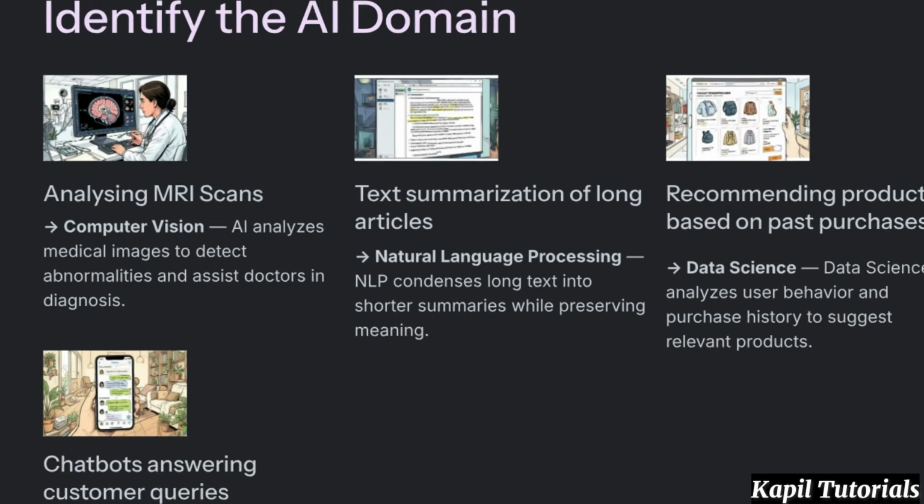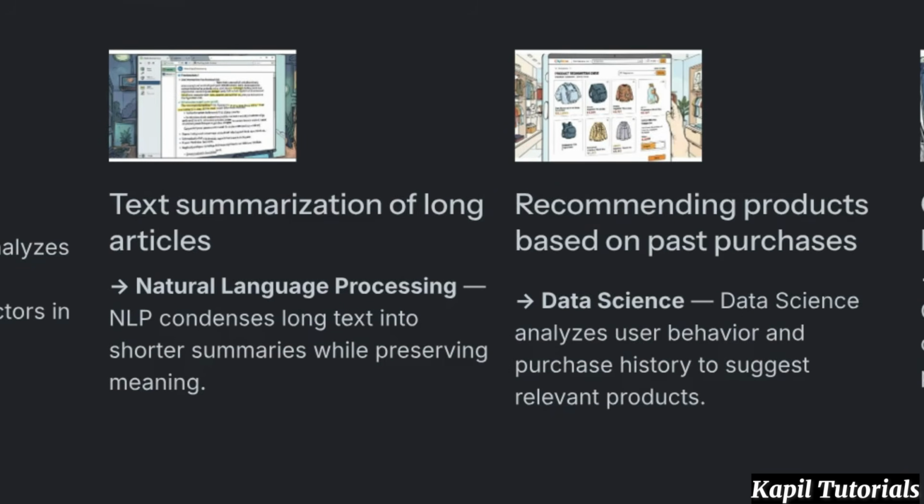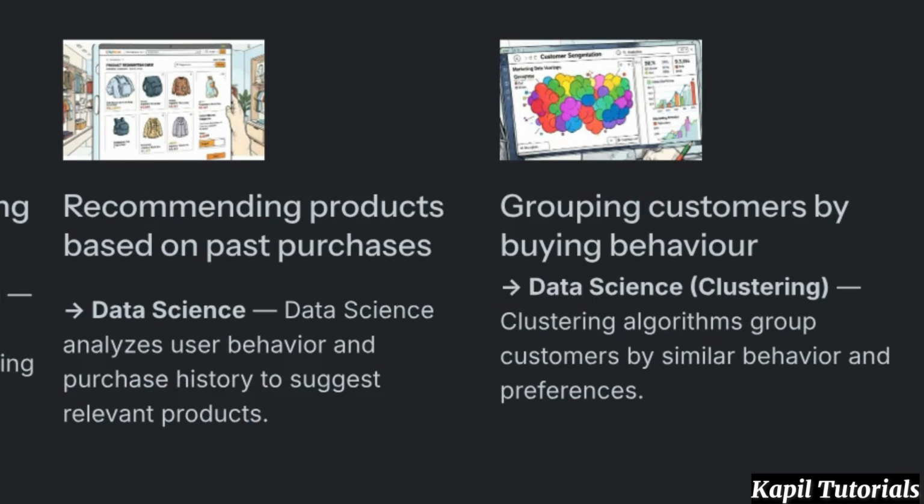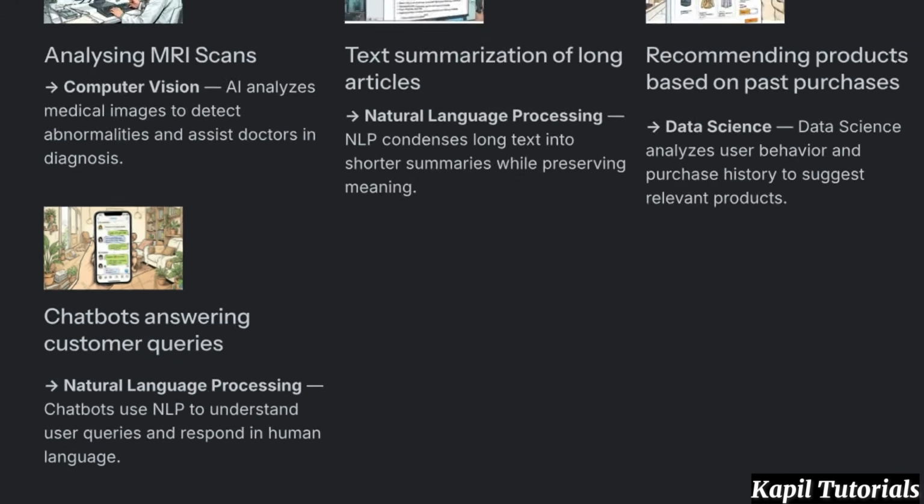Can you identify the AI domain? Analyzing MRI scans falls under computer vision. Text summarization uses natural language processing. Recommending products and grouping customers based on buying behavior utilize data science, while chatbots are powered by natural language processing.